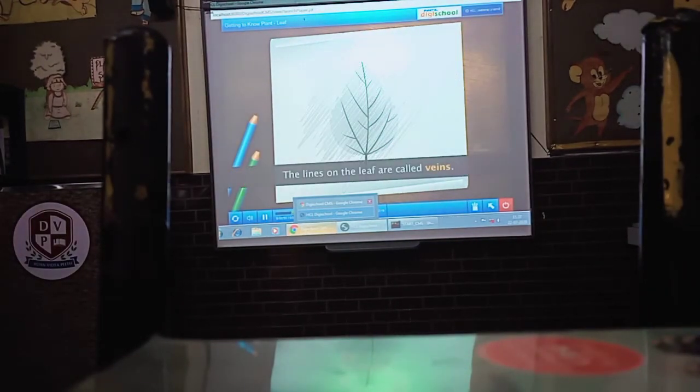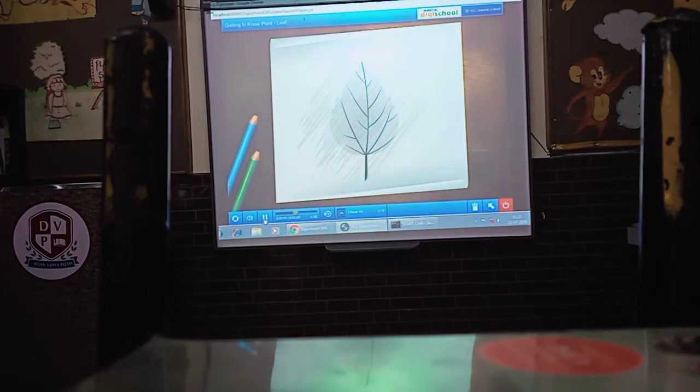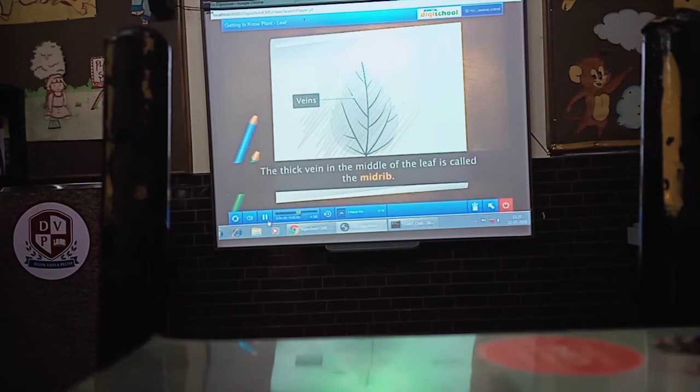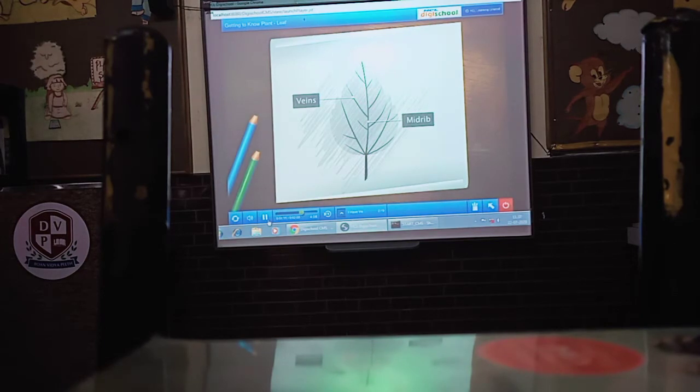These lines on the leaf are called veins. Just as we have fingerprints, leaves have distinct shapes and vein patterns that help us identify what plant they belong to. Do you see a thick vein in the middle of the leaf? This vein is called the midrib. The design made by veins in a leaf is called the leaf venation. The veins consist of tissues which are important for the transport of food and water.